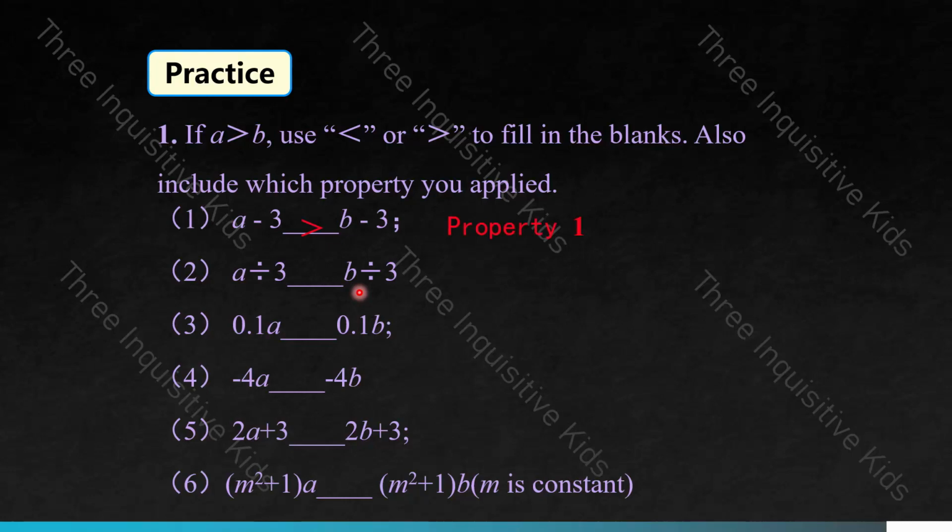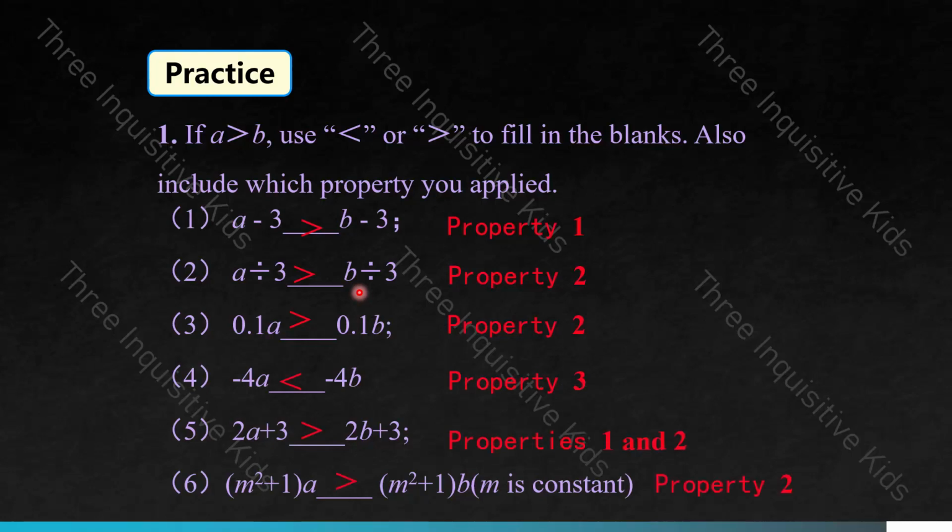All right, here's the answer key. For the first one, you should have gotten greater than symbol in property 1, greater than symbol property 2, greater than symbol property 2, less than symbol property 3, greater than symbol properties 1 and 2, and greater than symbol property 2. Now I want to go over some things.